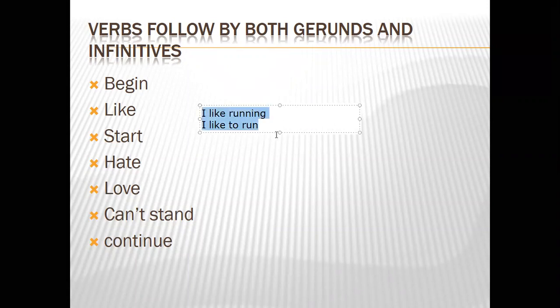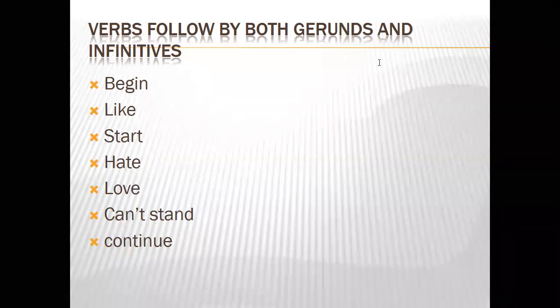We have two options. I begin studying English in December, or I begin to study English in December. I hate working at night, or I hate to work at night. So any answer that you have here is going to be okay. That's why this is not to memorize, because any option is going to be okay. That's why this is the most important about how to use gerunds and infinitives.